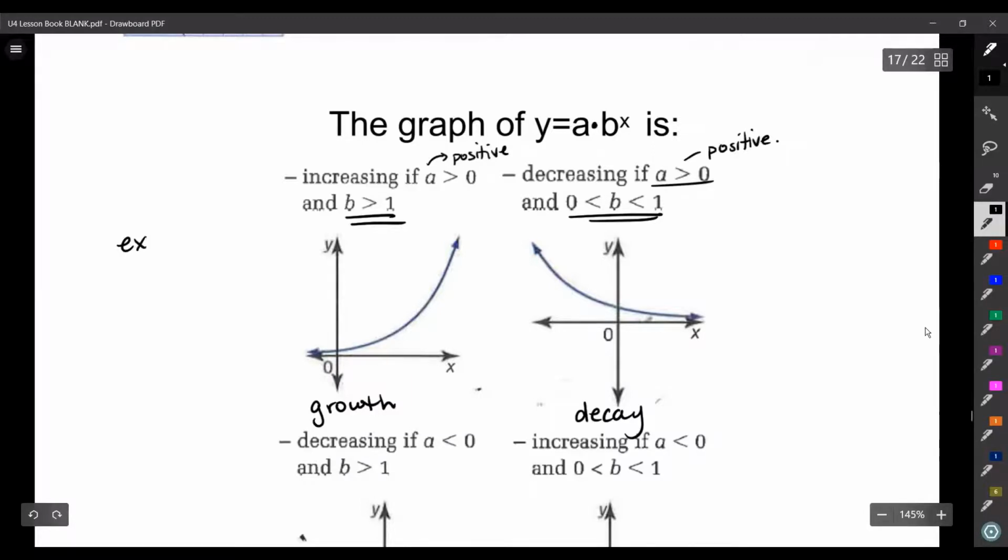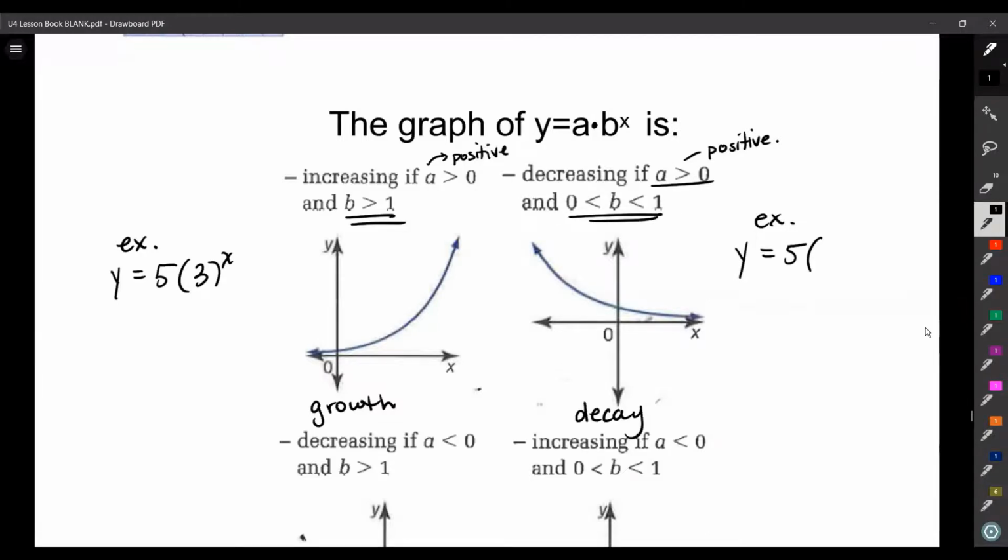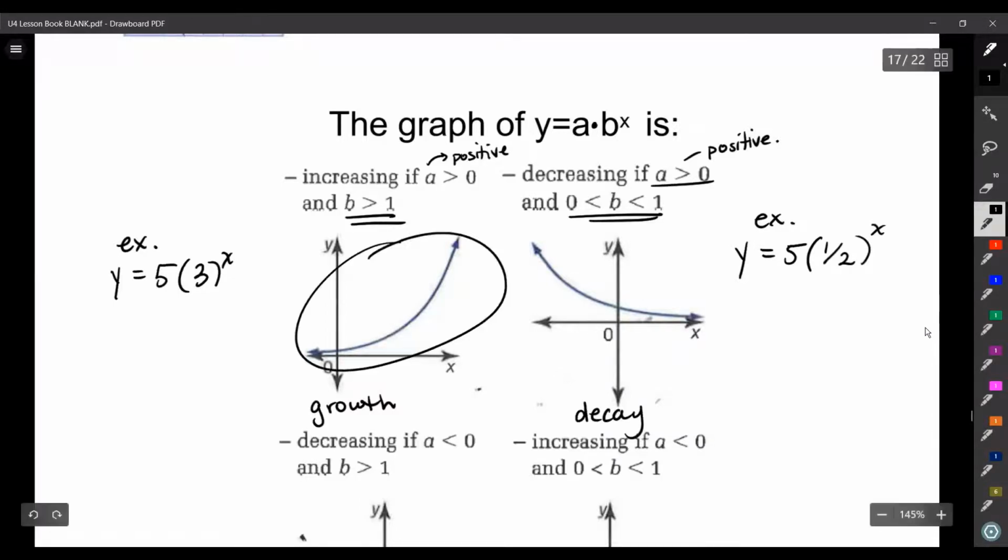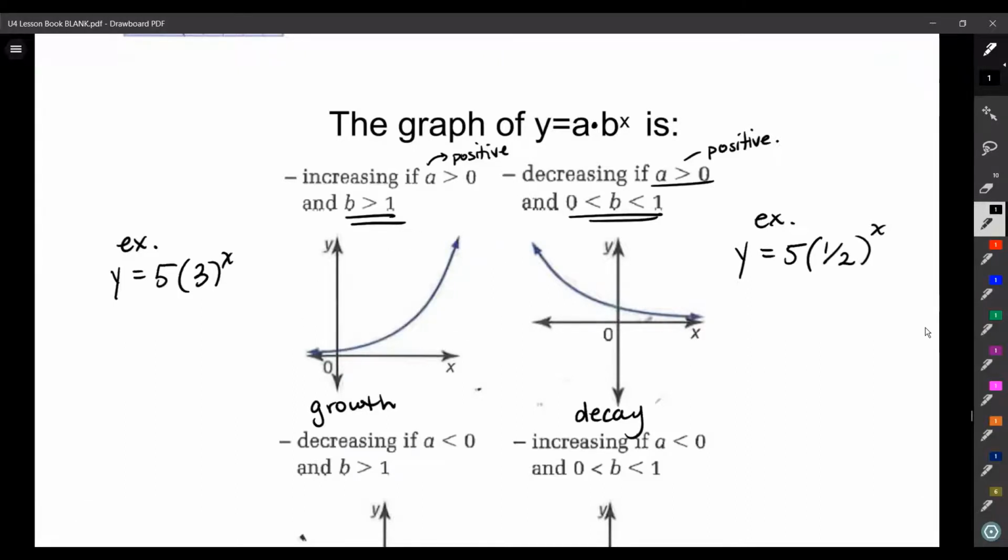Perhaps an example of this type of graph could be any positive a value. So let's just say a was 5, and then a b value that's greater than 1. So let's say 3, for instance. And then this one is the same idea for a. So let's say for a, it's 5. And for b, it needs to be a value between 0 and 1. So perhaps it's like a half or something like that. These are just samples of something that could produce this type of graph.